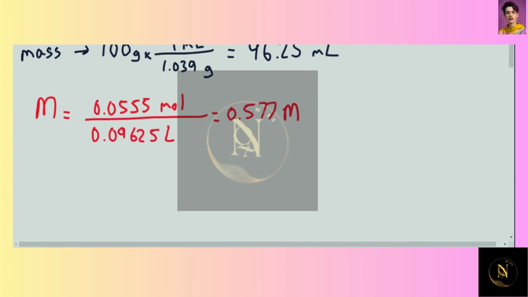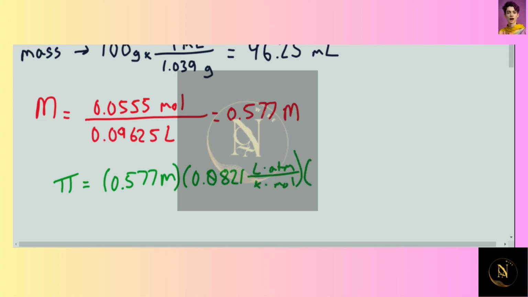So pi is equal to i, which we can disregard, times M, which is 0.577, times R, 0.0821 liter atmosphere per Kelvin mole. And we're given a temperature of 20 degrees Celsius, so it's 293.15 Kelvin. And when we do this multiplication, we get a value of 13.9 atmospheres, which is our osmotic pressure.